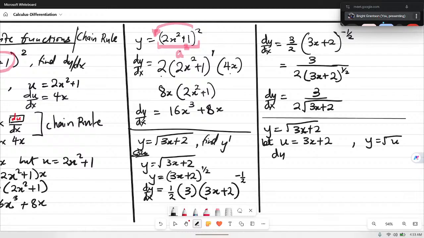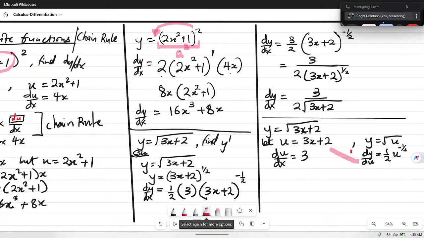So now differentiate both elements. du dx is going to be what? When you differentiate this function, what do you get? We get 3. And dy du, mind you, the square root is half. So if you are differentiating, it becomes half u exponent negative half. Now with chain rule, you can cross multiply and you are good to go.